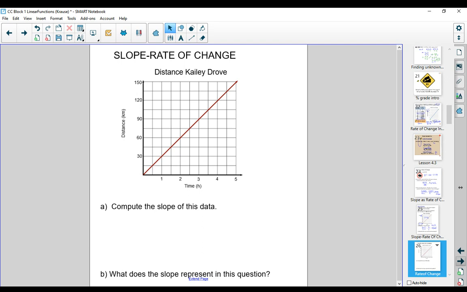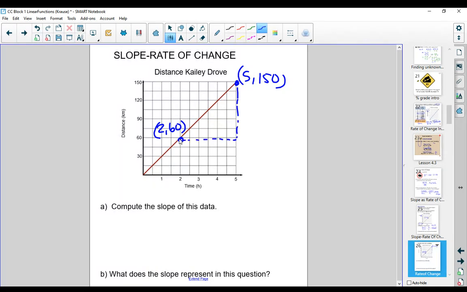All right. If we want to look at how far Kaylee drove, so we want to figure out the slope of her data, I'm going to choose a point other than 0. So I'm going to choose 2 and 60 and 5 and 150. Again, because these are nice numbers, I could also just draw my triangle and do rise over run that way. So 150 minus 60 all over 5 minus 2 gives me 90 over 3, which is 30, and my units are kilometers per hour. So Kaylee's driving 30 kilometers per hour.